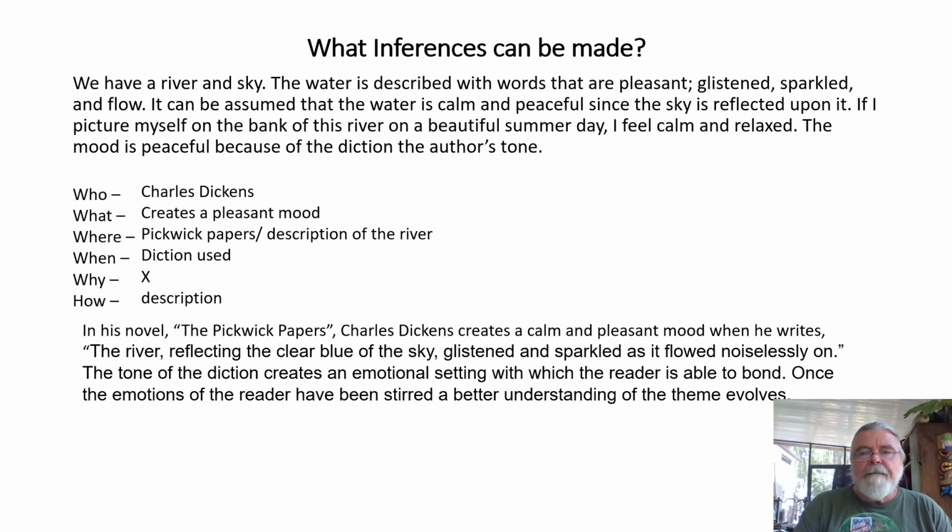What inferences can be made? Well, I think to myself, we have a river and a sky. Those are the nouns. The water is described with words that are pleasant: glistened, sparkled, flowed. It can be assumed that the water is calm and peaceful since the sky is reflecting upon it. If I picture myself on the bank of this river on a beautiful summer day, I feel calm and relaxed. The mood is peaceful because of the diction of the author's tone.